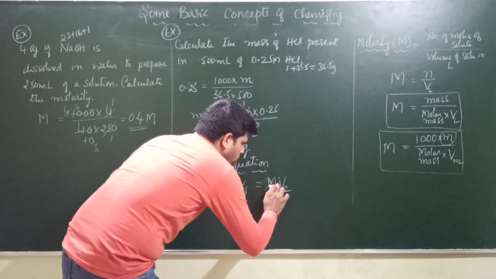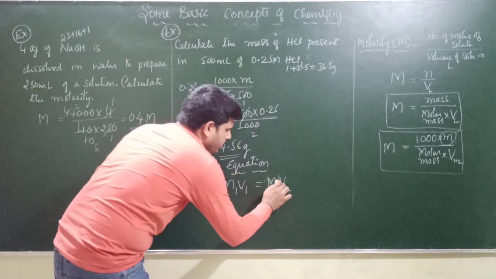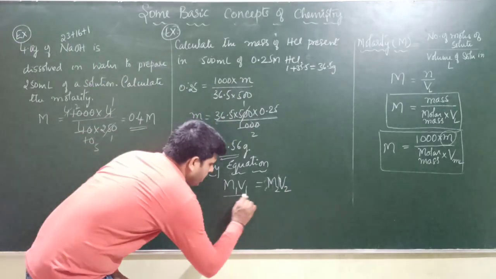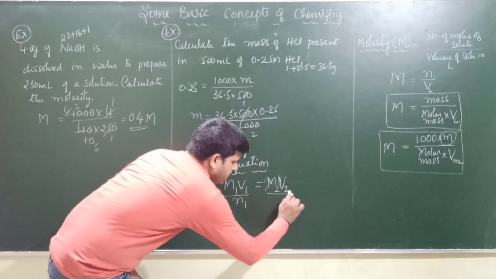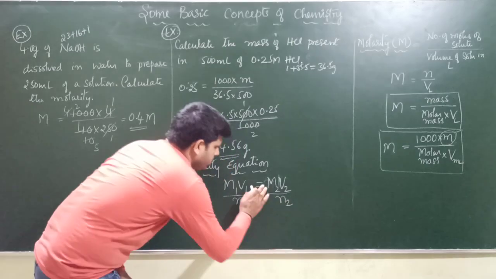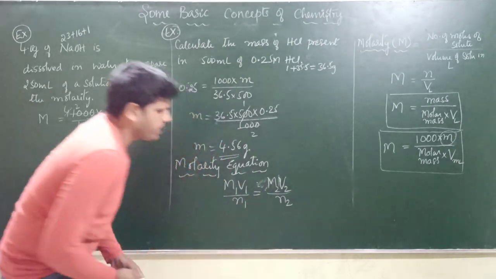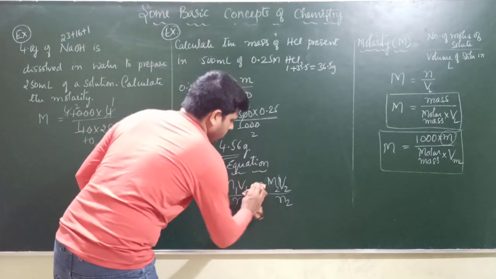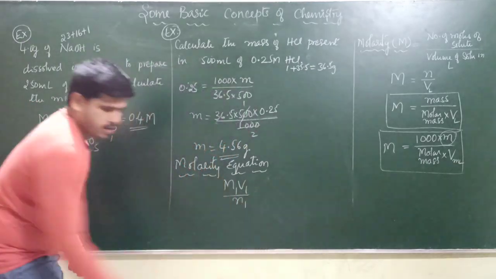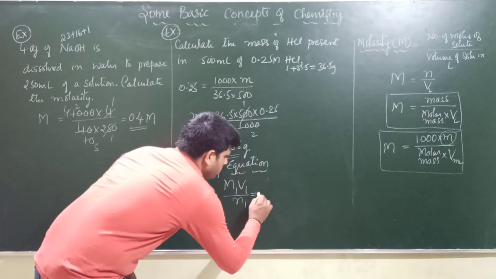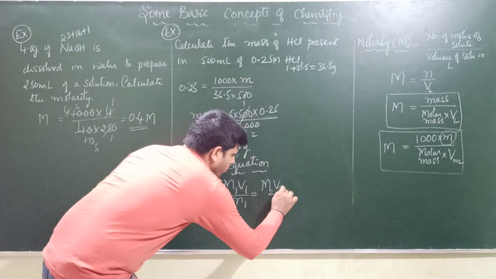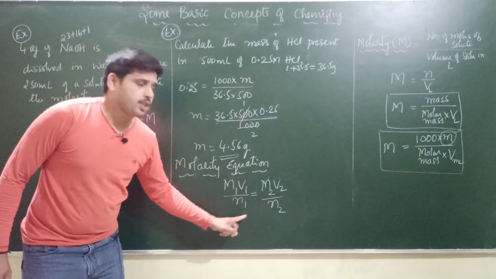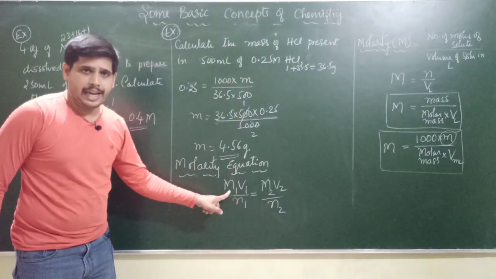M2V2, provided one molar ratio is 1. Now most of the times molar ratio won't be 1, so what we are supposed to do is divide by N1 and here also divide by N2, the respective number of moles or stoichiometric coefficients. Let me write. It is equal to M2V2 divided by N2. So what are N1 and N2? Stoichiometric coefficients of the respective reactant.